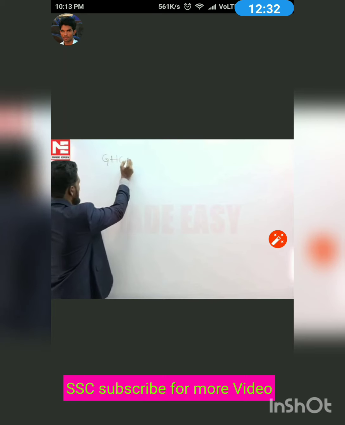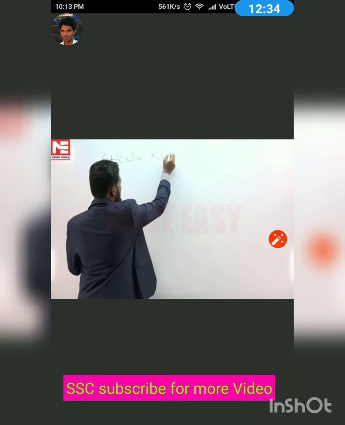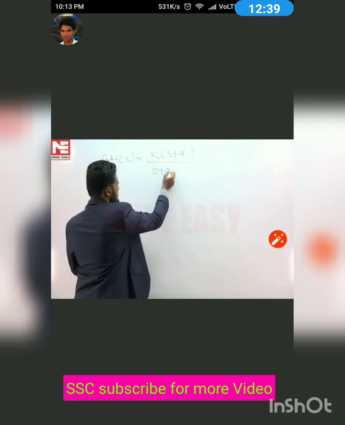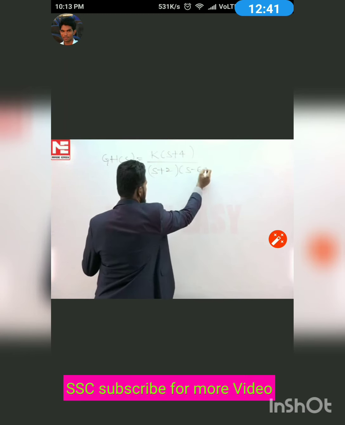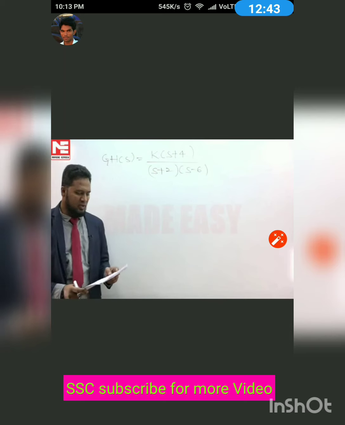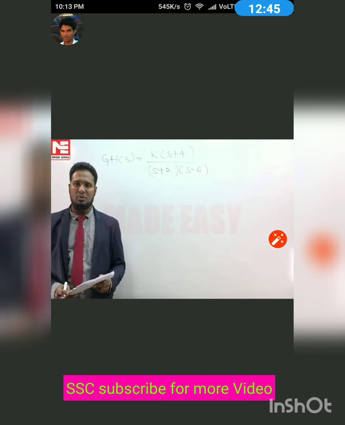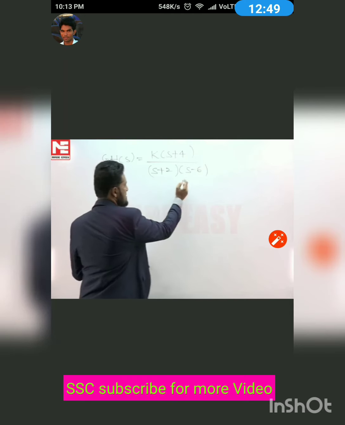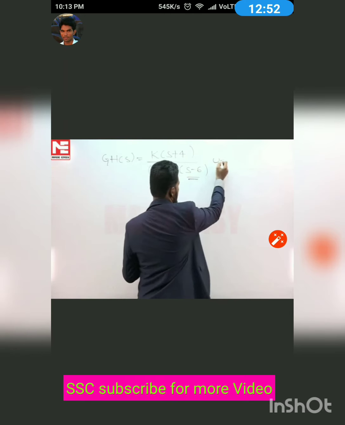Open loop transfer function of a system is K(s plus 4) upon (S plus 2)(S minus 6). For K greater than 4, what will be the stabilities of open loop and closed loop systems? This open loop system is unstable because there is an open loop pole in the right side of S plane.